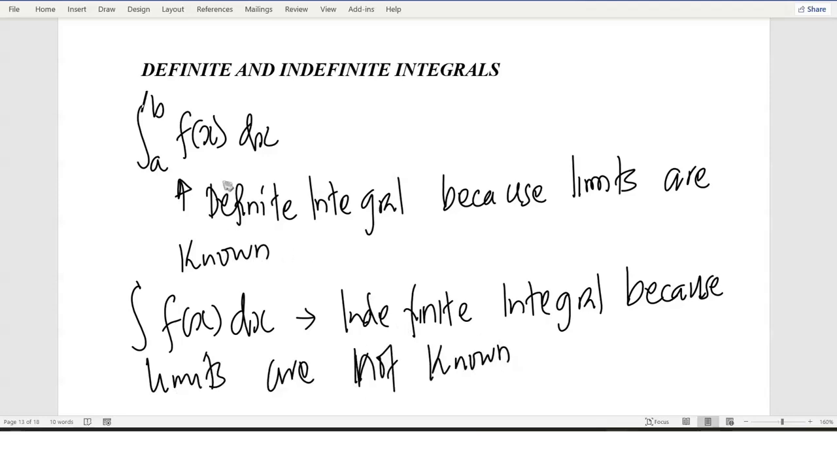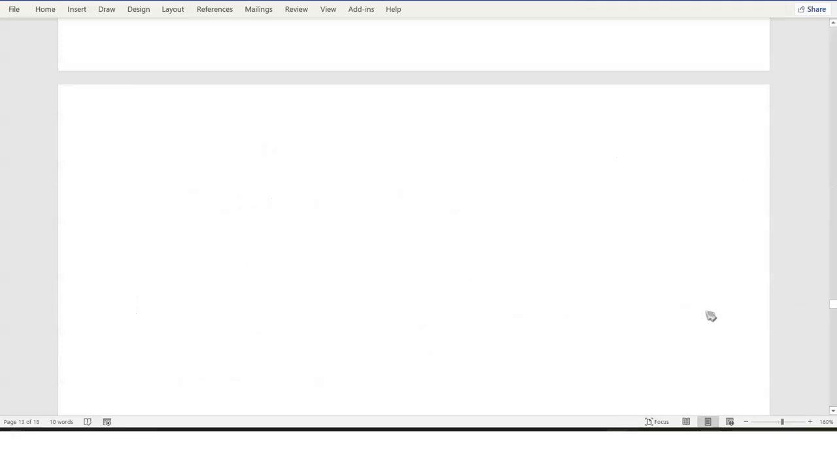So whenever you have such an integral that is like this, f of x with respect to x being integrated, then we are talking about an indefinite integral. And where you have the limits shown or limits known, then that is called a definite integral. Let's look at examples. Let's begin with indefinite. Let's look at indefinite integrals.